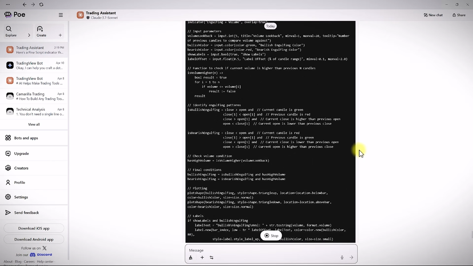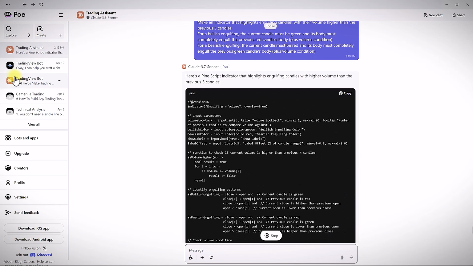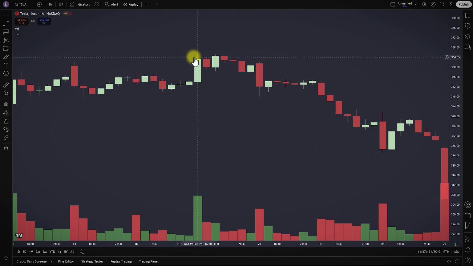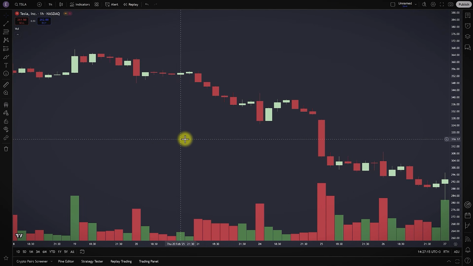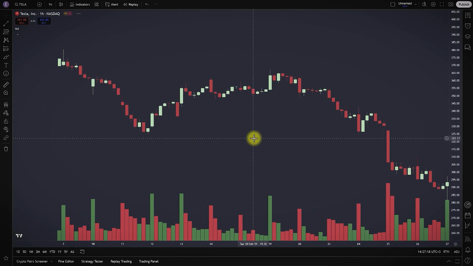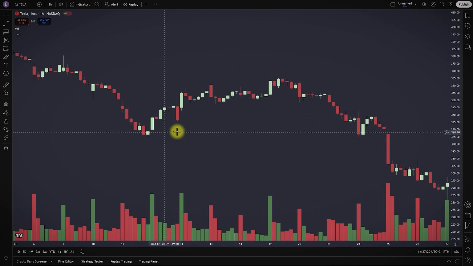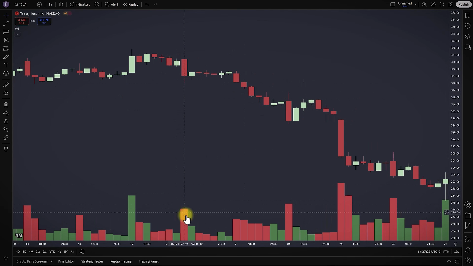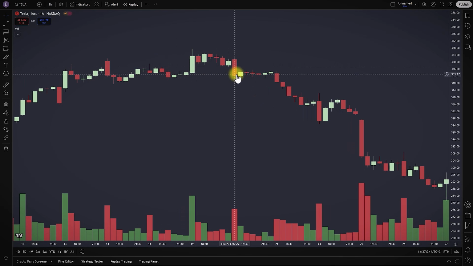So we'll ask our assistant to write code that identifies these patterns and checks if the volume is higher than the previous 5 candles. This is a key condition. Volume is crucial because it validates the price action. If we see a large engulfing candle, but the volume is below average, it's a warning signal. Only when volume rises with the price pattern does it show real market strength or weakness.